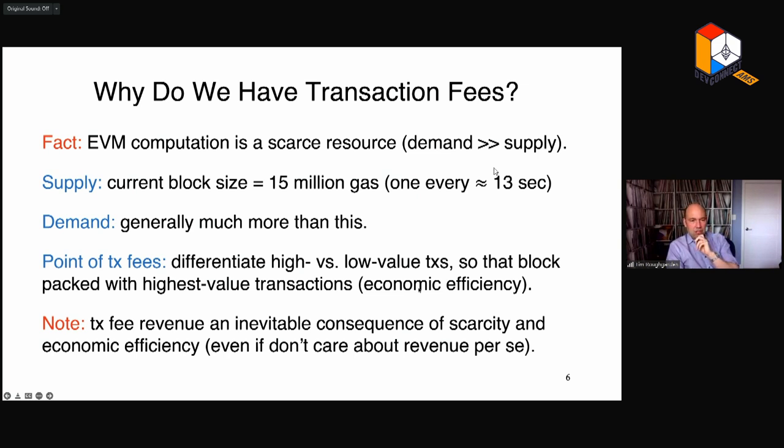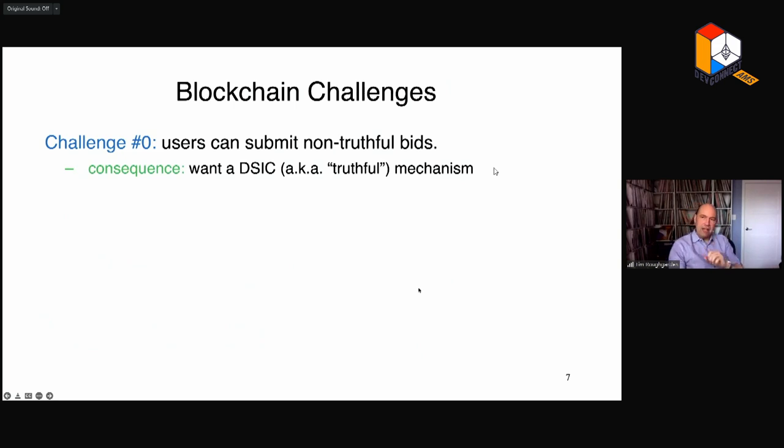Okay, the scarce resource is block space. We want a mechanism to figure out which are the highest value transactions. So this should sound like mechanism design 101, at least if you don't think about it too hard. It feels like you should be able to pick up a book, maybe one of my books or some other book, and on page 17 read some off-the-shelf solution that can do exactly this.